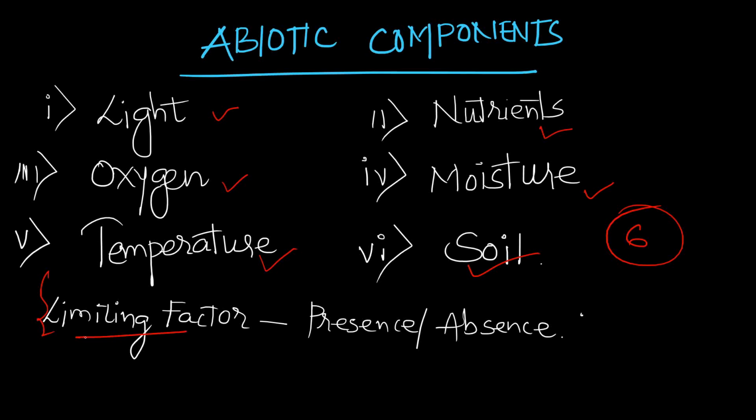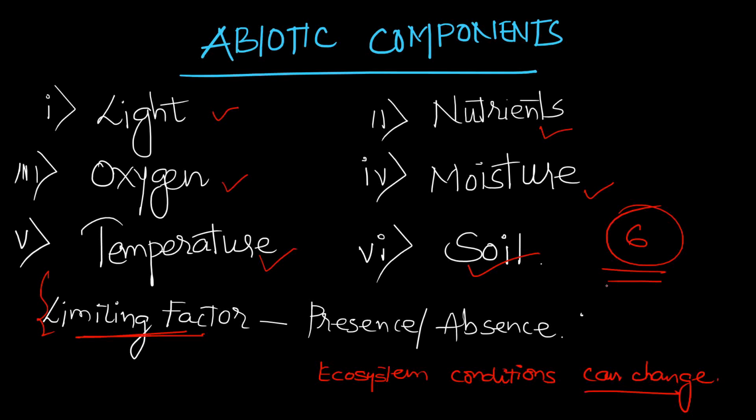So what is a limiting factor? A limiting factor is that factor whose presence or absence can change the ecosystem conditions. So these 6 are the limiting factors. So we'll go through them one by one and see what are the details of these various components.